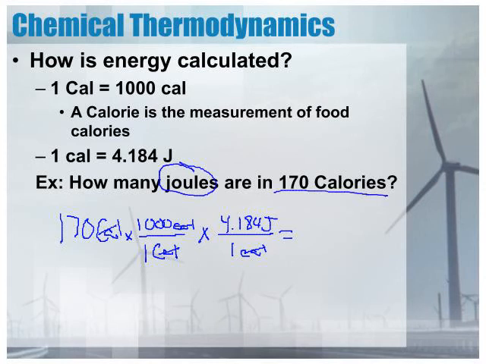Let's identify what we were given and everything else. We multiply across the top and divide by the bottom. That's 711,280 joules. And yes, Yasmin, that's how many joules is in your yogurt that you were eating the other day.